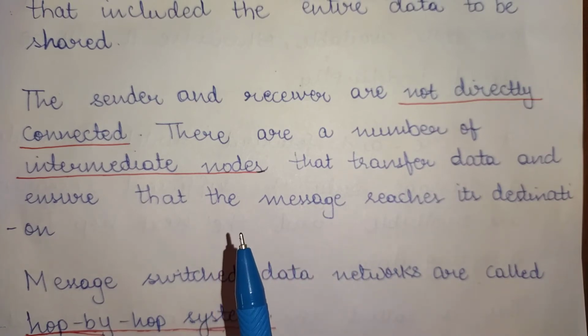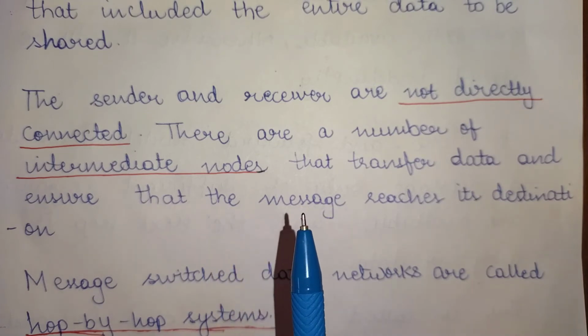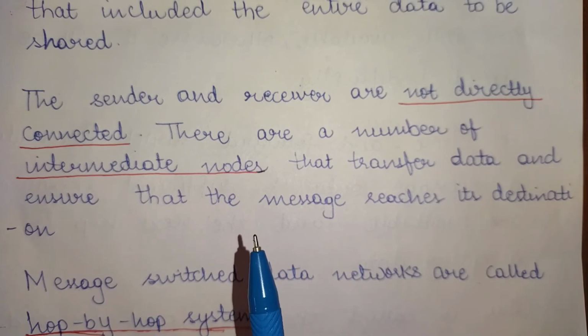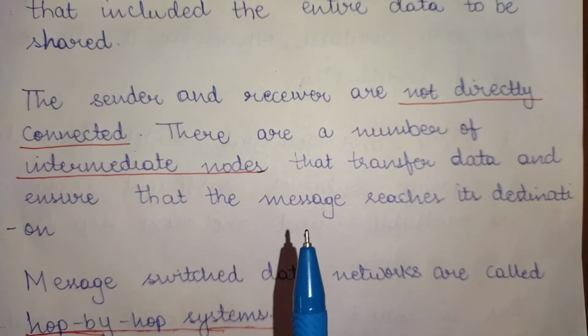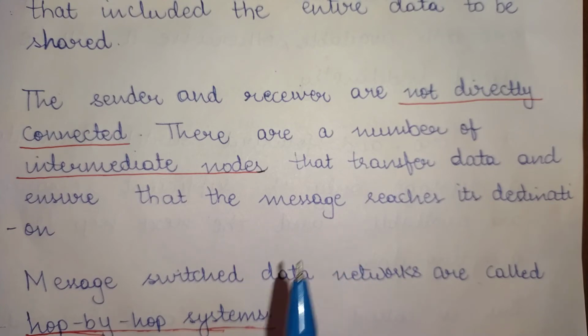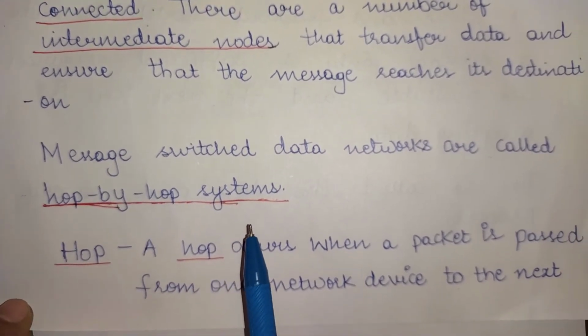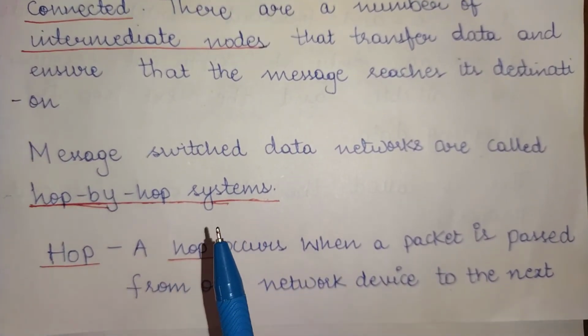So basically there is a sender, there is a receiver, and in between there are multiple intermediate nodes. For the message to be transmitted from the sender to the receiver, it has to go via those intermediate nodes, and those intermediate nodes simply receive and then forward the packet on the outgoing line till it is received by the receiver. So message switched data networks are called hop by hop systems.